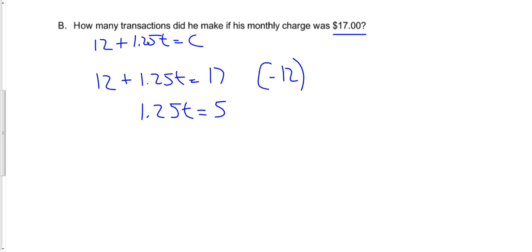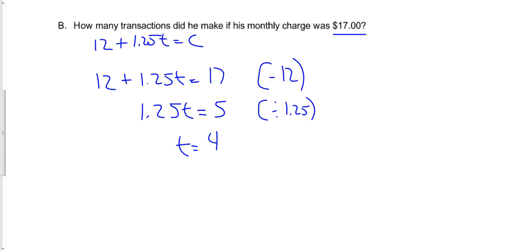Now I want to get T all by itself, so I have to divide both sides by 1.25. If I do 5 divided by 1.25, that gives me 4.